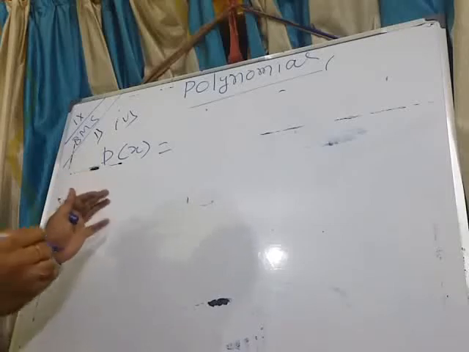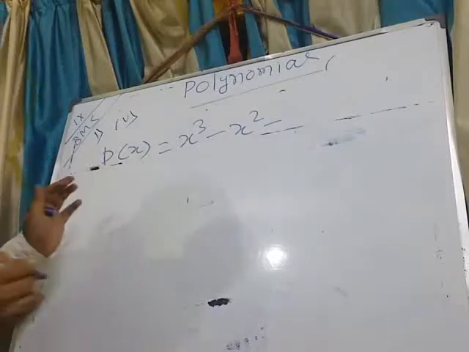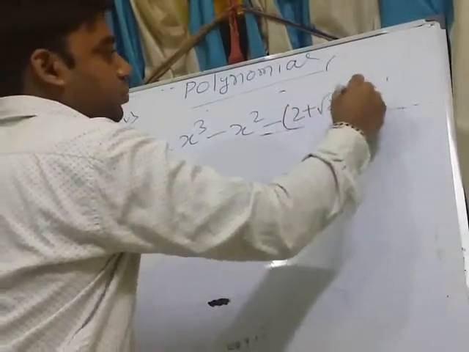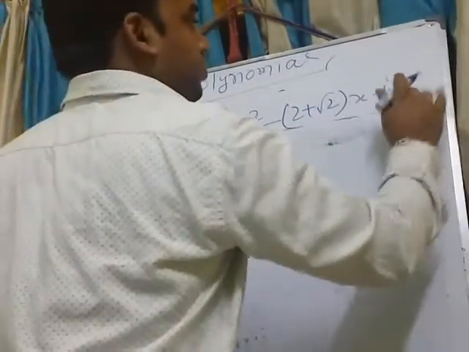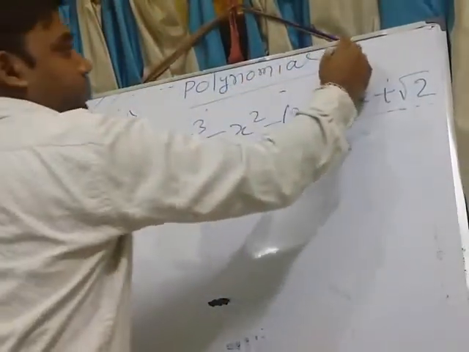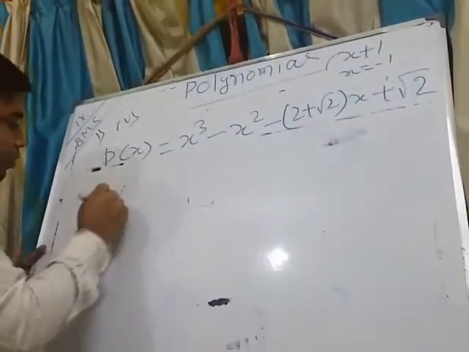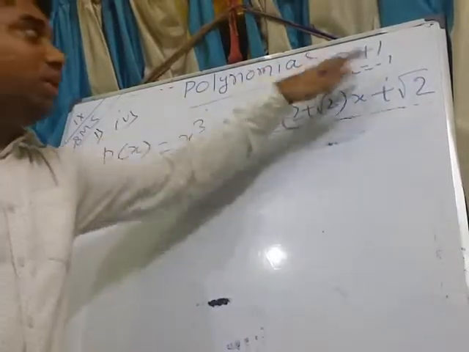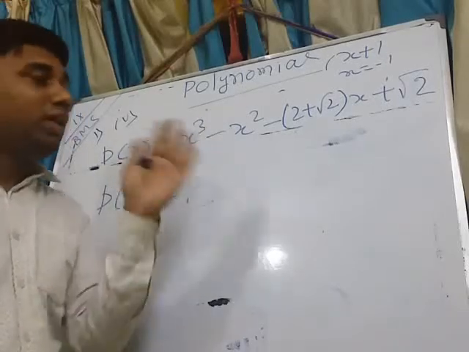Question number 4: x cube minus x square minus 2 plus root 2 x plus 1. Sorry, plus root 2. Now, the same method: x plus 1, x equals minus 1. If p of minus 1 equals 0, then x plus 1 will be a factor of this polynomial. Otherwise, it is not a factor. Let's check.